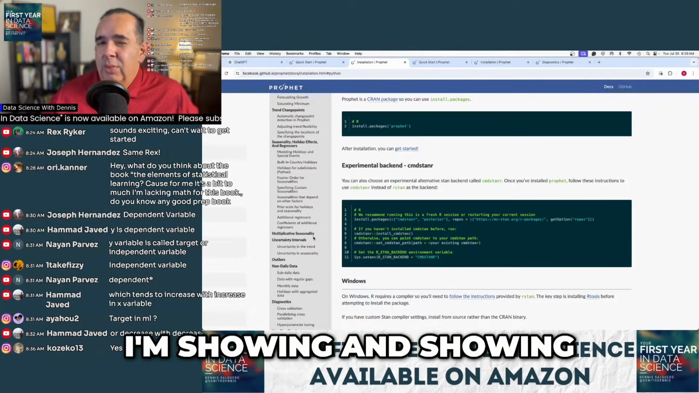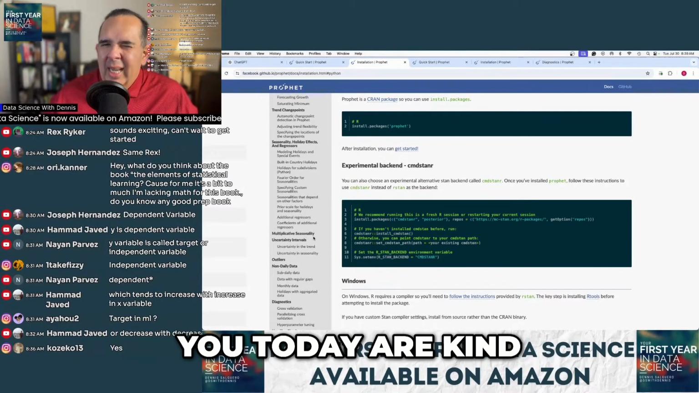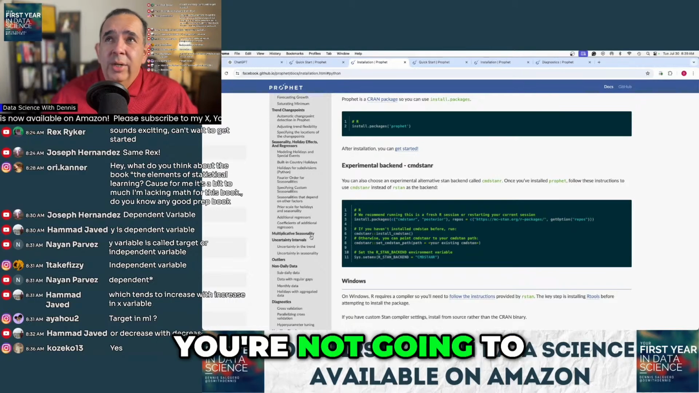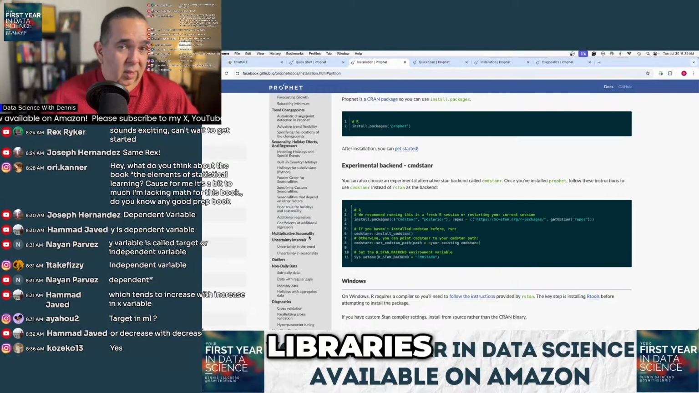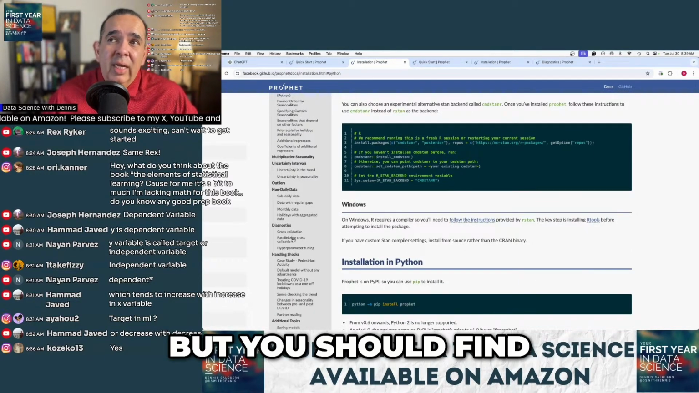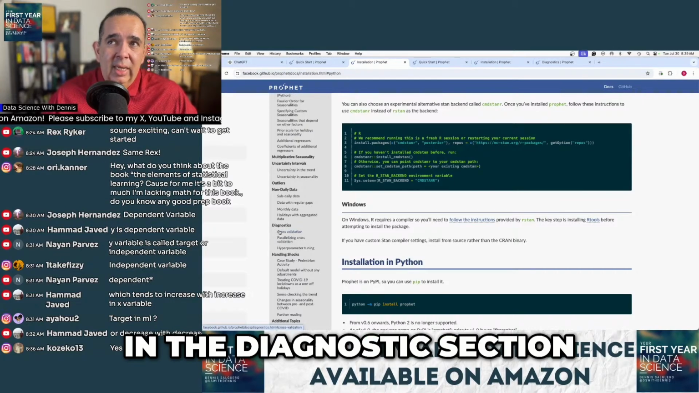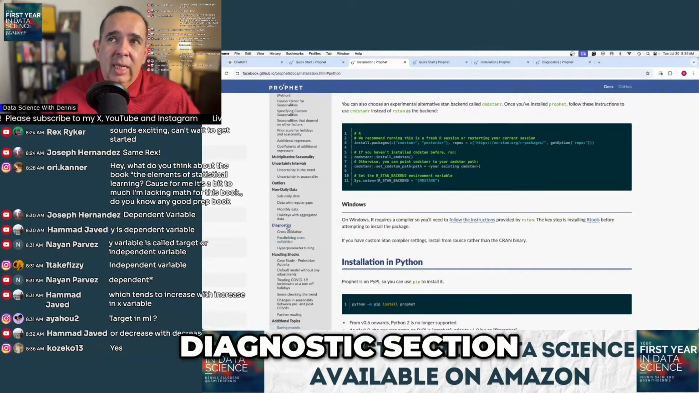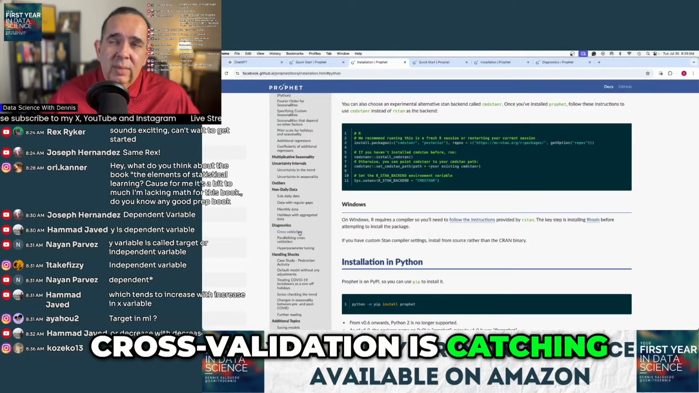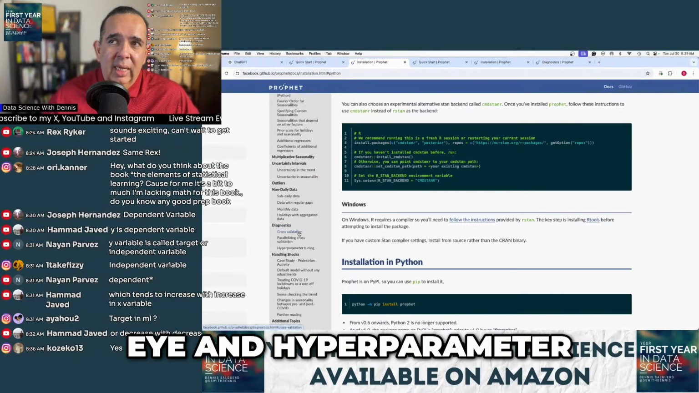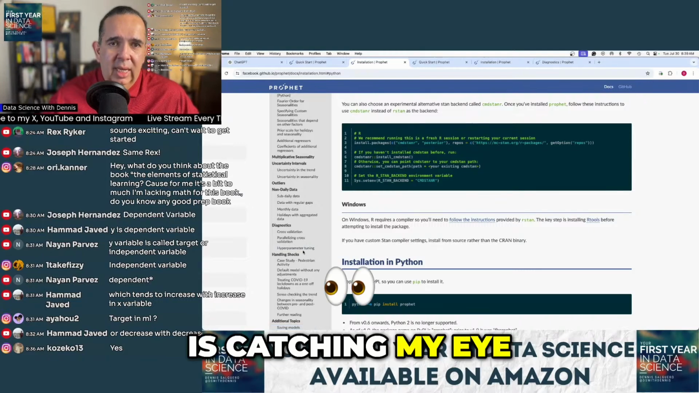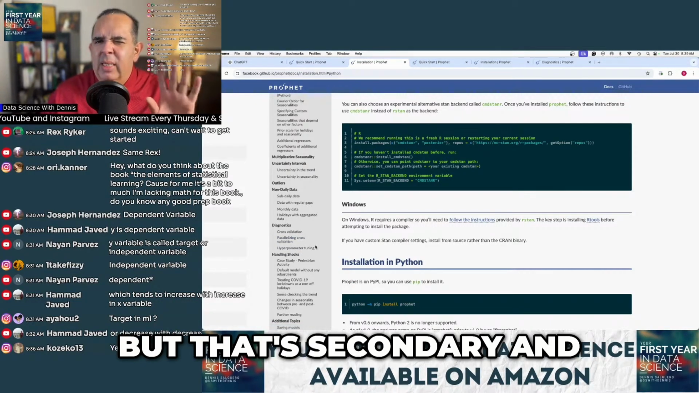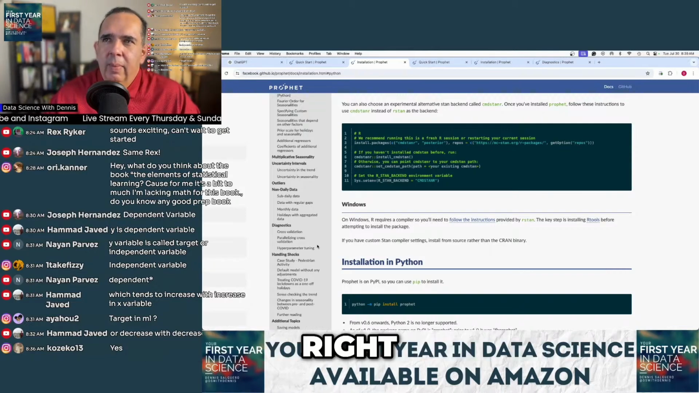And also, the things I'm showing you today are common in most libraries, in the good libraries. You're not going to find seasonality in some libraries, it doesn't apply, but you should find what you see here in the diagnostic section, because that's what's calling my eye. My trained eye is going to the diagnostic section. Cross-validation is catching my eye, and hyperparameter tuning is catching my eye. And also the parallelizing, but that's secondary, and we'll get to that, right?